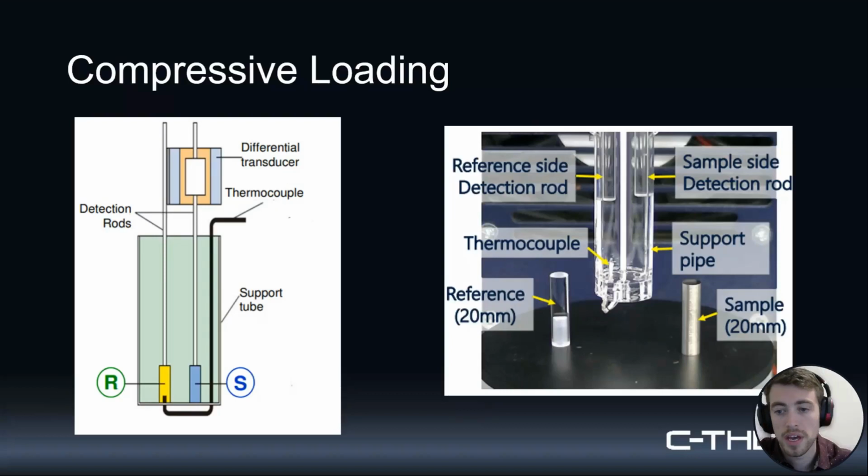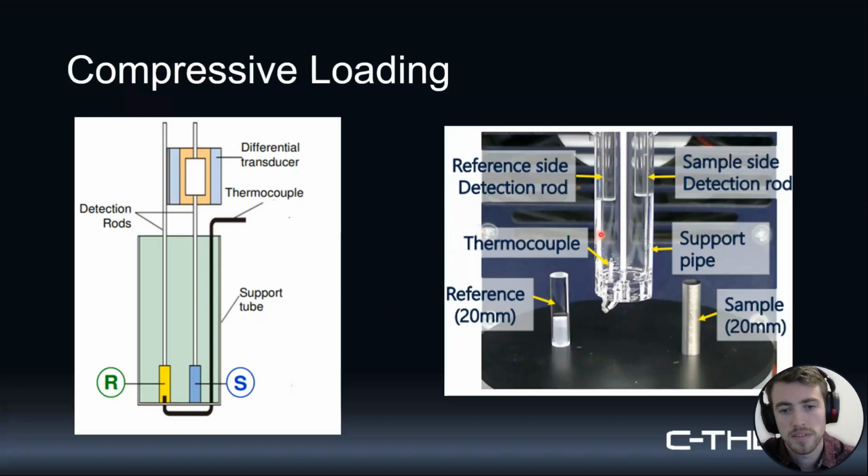So the TMA has a variety of attachments that can be used based on the type of material that you need analyzed. For objects that can support themselves, the compression loading attachment really works best. Here we can see that there are two rods: we have our detection rod for the sample and as well for the reference. We have these two rods because the attachment itself will actually expand when it heats up, so the reference accounts for that expansion to get more precise results.